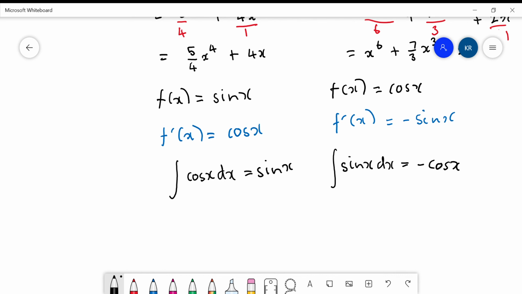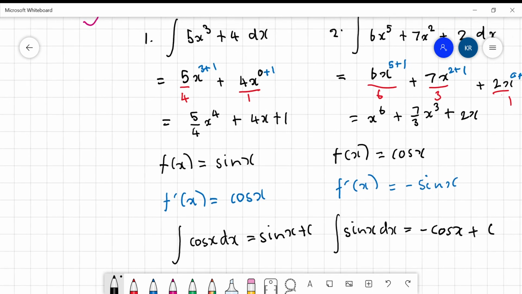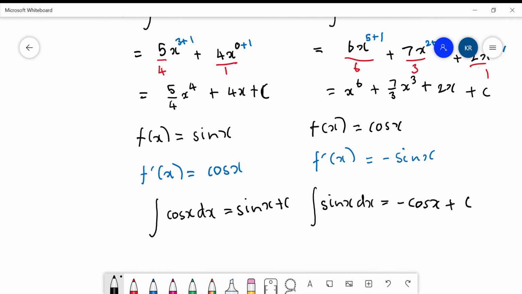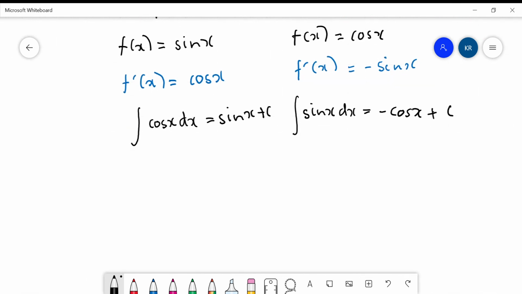Before I forget, we should always add the plus c. Like as you saw, I forgot, but that's very important. Whenever you integrate, especially without limits, you always have to add the plus c. So even for these questions, I forgot to add the plus c, but always ensure to add the plus c because the c is very important. There's always a mark for that plus c.